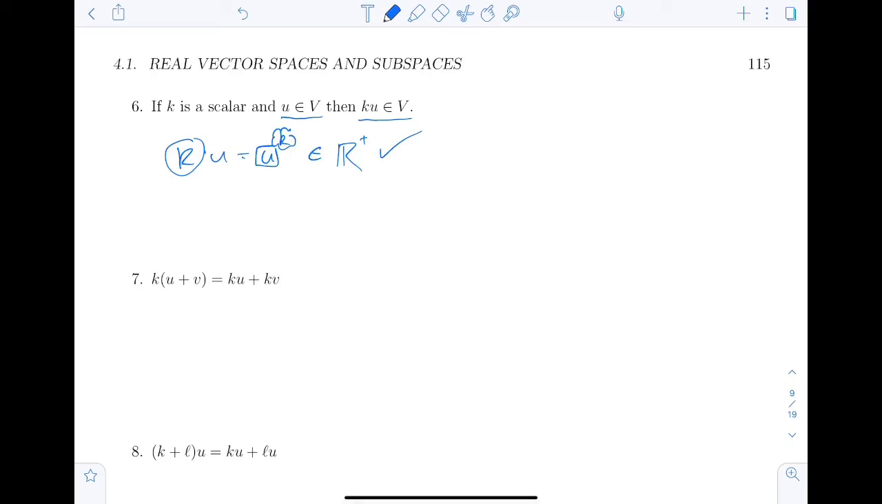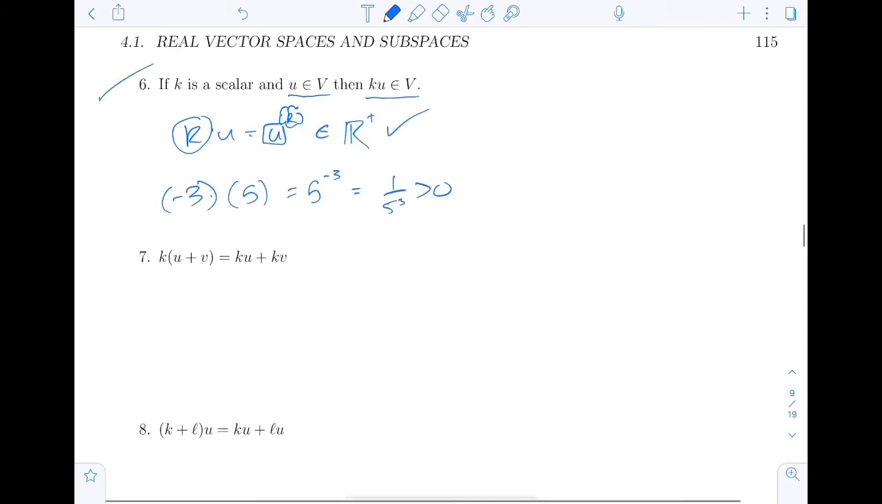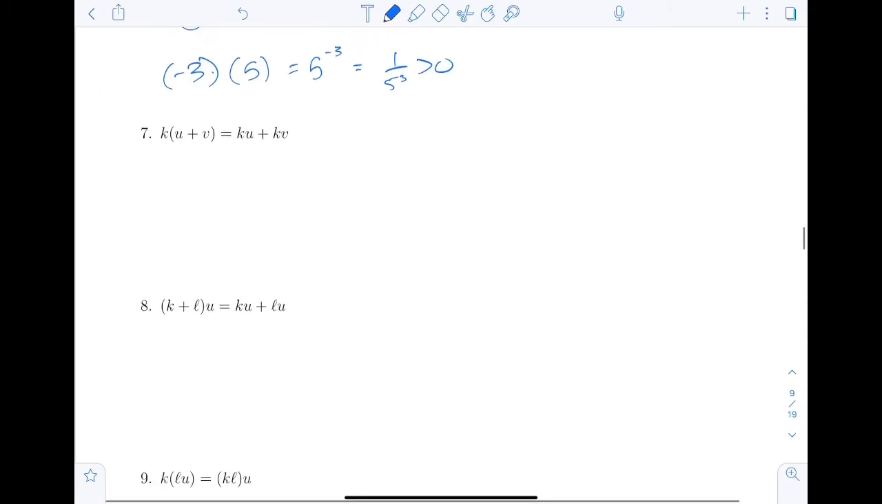So even if you want to think about, like, -3 times the vector 5, well, that's 5 to the -3, which is 1 over 5 cubed, which is positive, right? So this works for negatives, it works for fractions, and all that. All right, so number 6, good to go.